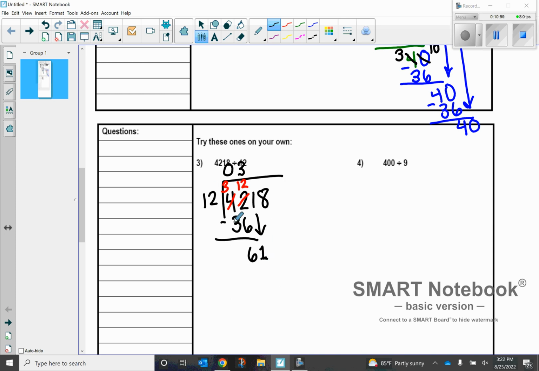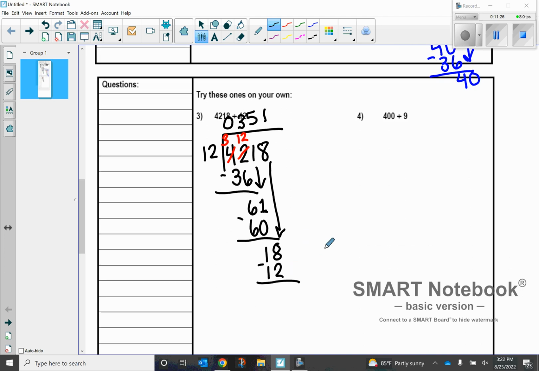12 can fit into 61. 5 times. 12 times 5 is 60. Subtract. 1 minus 0, 1. 6 minus 6 is 0. Keep going. 12 can go into 18 one time. 12 times 1 is 12. Subtract. 18 minus 12, so 8 minus 2 is 6. 1 minus 1, 0. I have a remainder and no more digits, so I have to add my decimal.